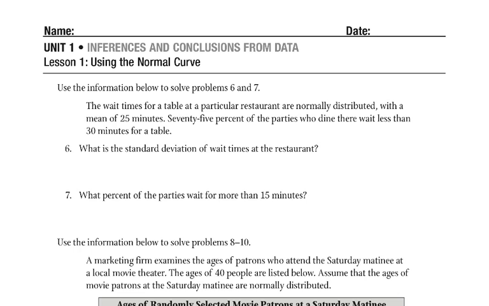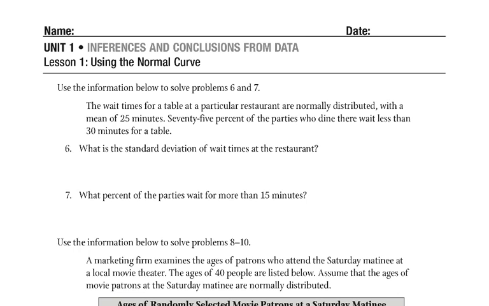The wait times for a table at a particular restaurant are normally distributed. With a mean of 25 minutes, 75% of the parties who dine there wait less than 30 minutes for a table. So what is the standard deviation of wait times at the restaurant? What percent of parties wait for more than 15 minutes? Alright.